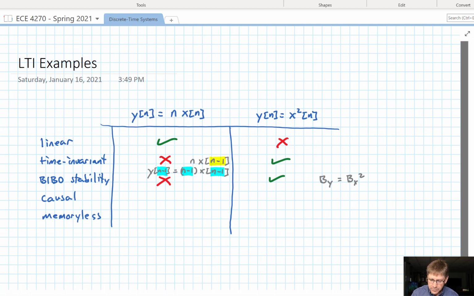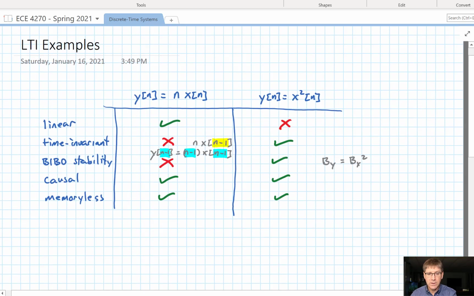Causality. Are we looking at any future values of x? No, we're not. What would that look like? A future value of x would have an n plus some offset as its argument. So we're not doing that. Once again here, in fact, this one is memoryless. We only care about x at the same time. So the y only depends on the current sample and none of the rest of the signal. And although it's doing some funny things with that n out front, it only depends on the current value of n. So this is what that system would look like. All right.